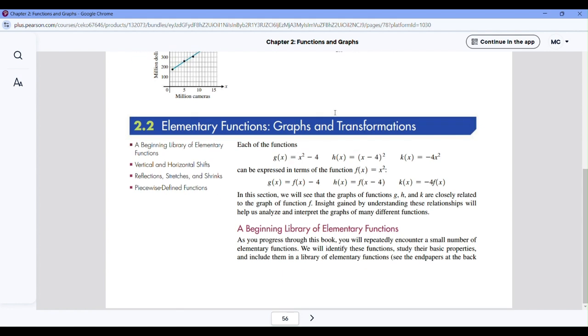Alright, elementary functions, graphs and transformations. Each of the functions here, g of x, h of x, and k of x, has a different property. As you see, they all have this x squared, which is called the parent function. Then we were able to identify what will happen to them based on what the operation is. So that's it for this page. Let's go to the next page.